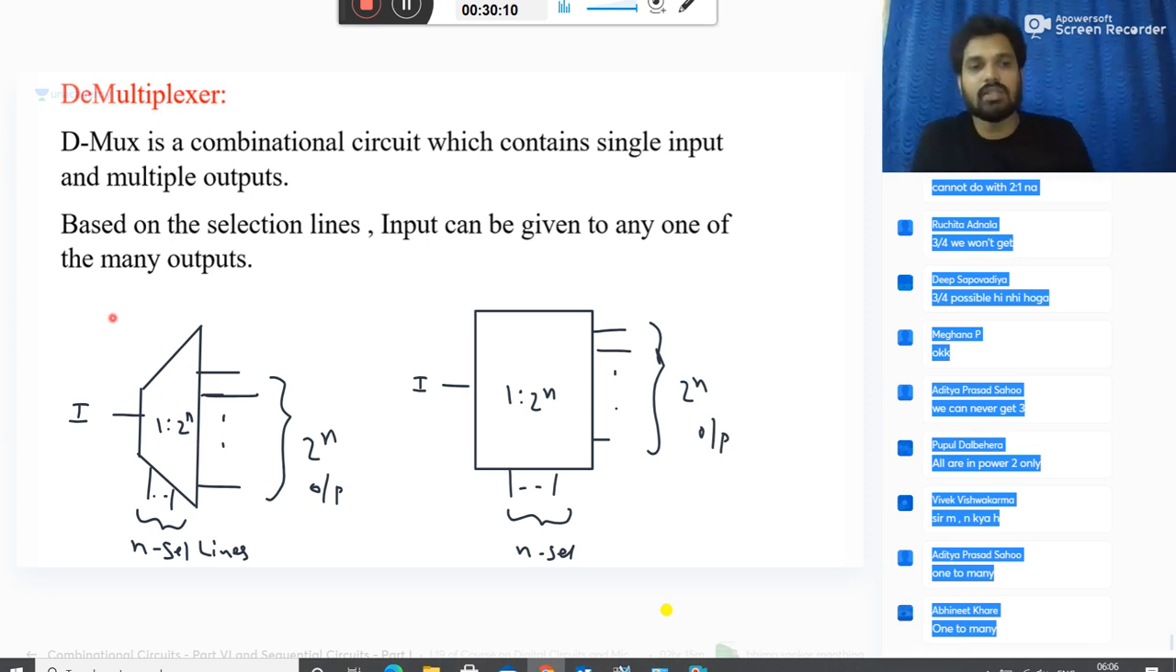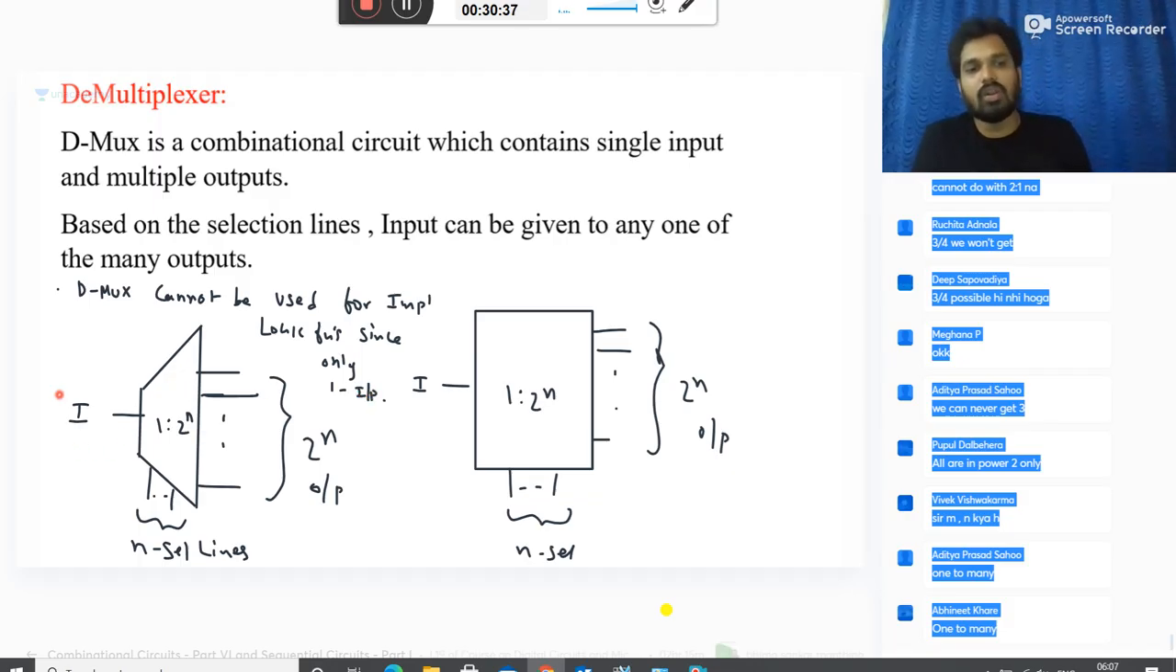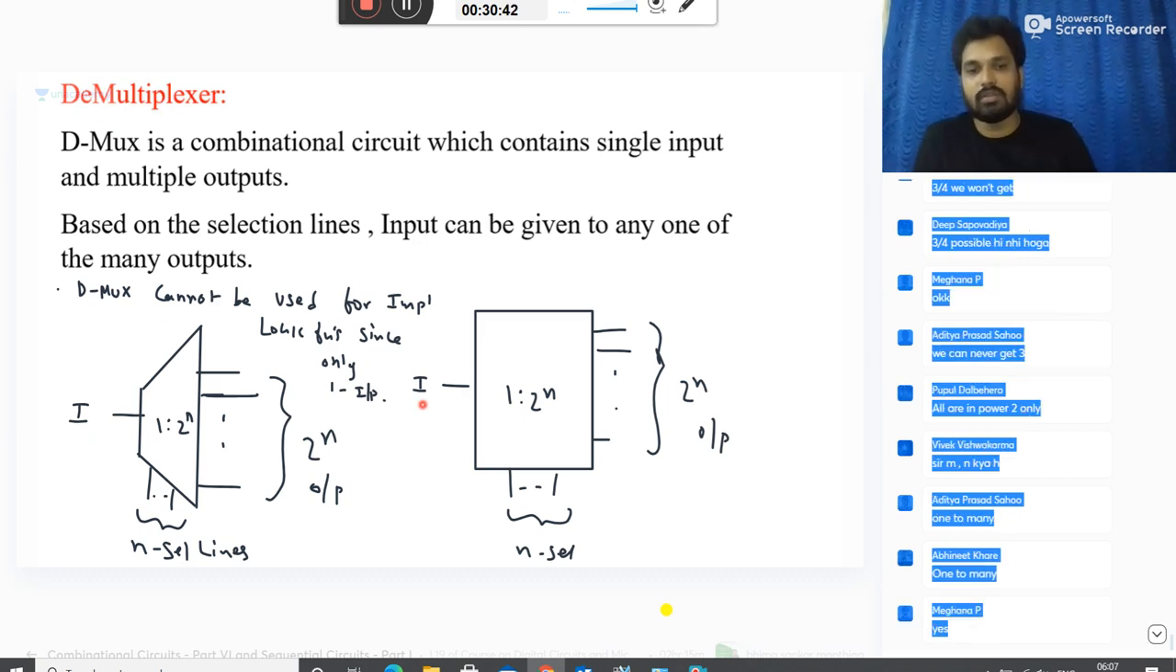One of the disadvantages here is that demux cannot be used for implementing logic functions, since it has only one input line. It is not directly used for implementation of logic functions. Like mux, you cannot do this. But if you make a small alteration, you will be able to do it for this also. That we will see next.